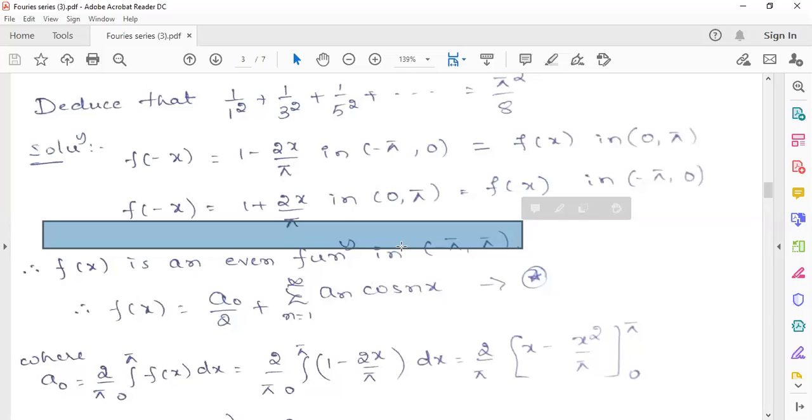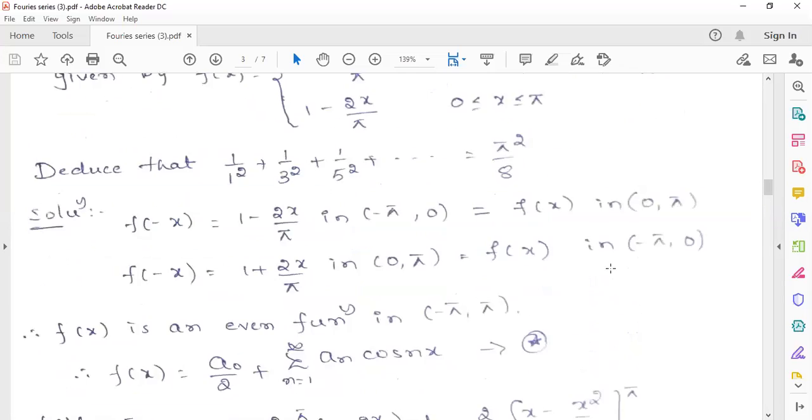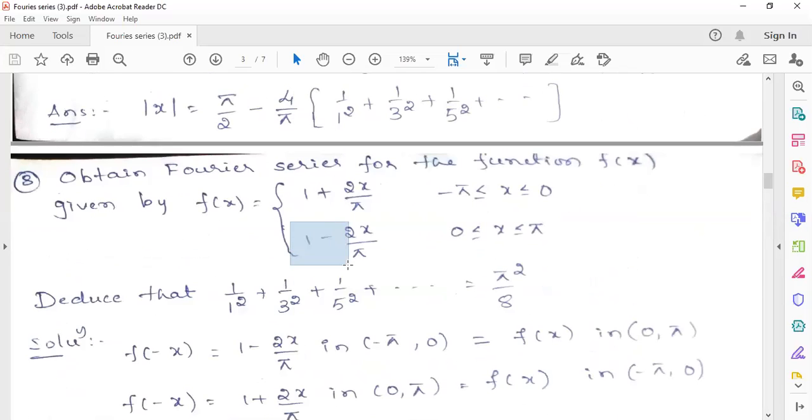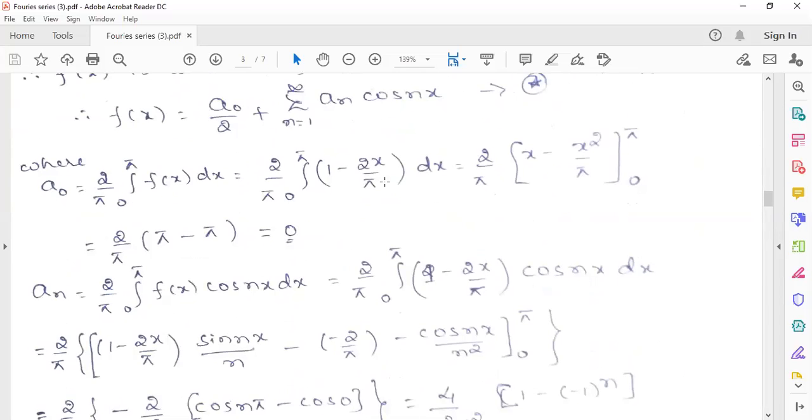If it is an even function, then you just have to find a0 and an. There is no need to find the coefficient bn. We know how to find a0 and an. For the interval minus pi to pi, a0 will be given by 2 by pi integral from 0 to pi of f of x dx. In the interval 0 to pi, the value of the function is 1 minus 2x by pi. Substituting that value, the integration will become x minus x square by pi, since the 2 gets cancelled.